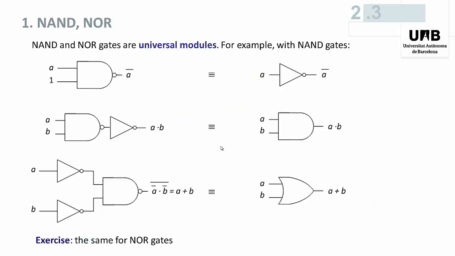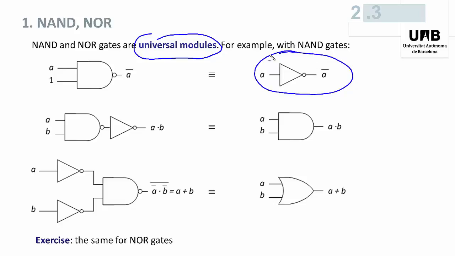NAND gates and NOR gates are universal modules. That means that any switching function can be implemented using only two-input NAND gates or only two-input NOR gates. And this is easy to demonstrate. With a NAND gate, you can implement an inverter by connecting one input to A and the other input to 1, or to A also. The result is not A.